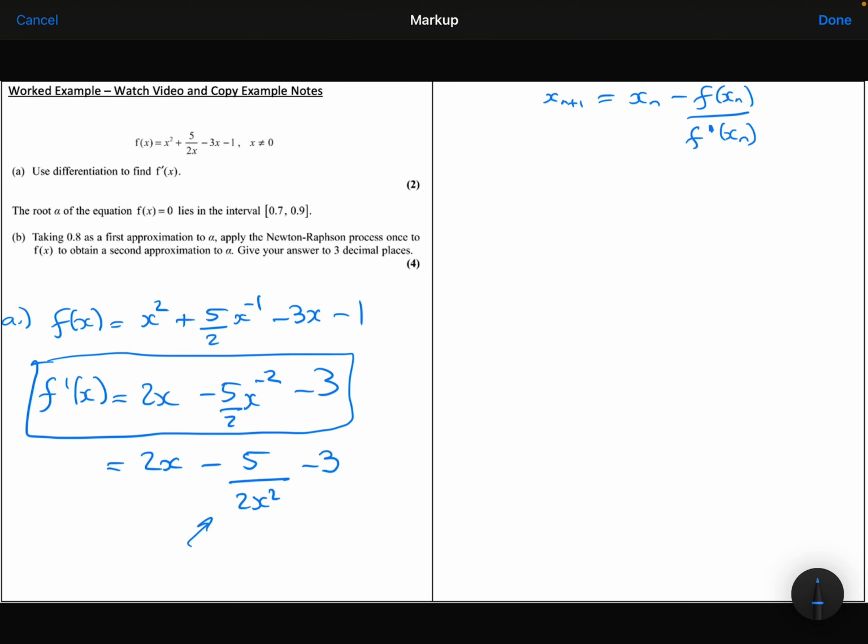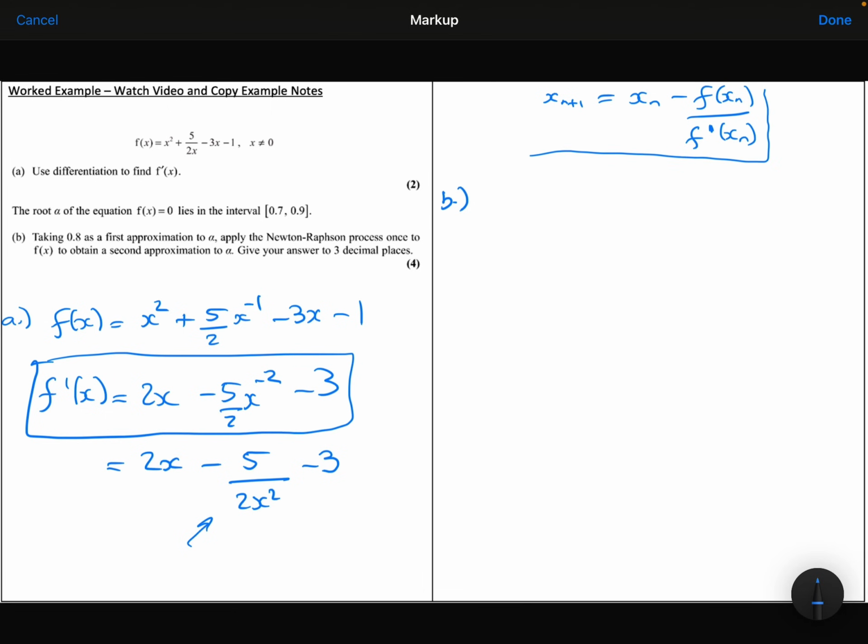Okay, the root alpha of the equation f of x equals 0 lies in the interval between 0.7 and 0.9. It says, taking 0.8 as a first approximation for alpha, apply the Newton-Raphson process once to f of x to obtain a second approximation for alpha, giving my answer to 3 decimal places.